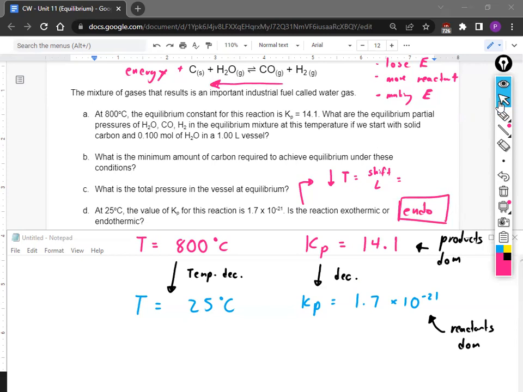Does the energy factor into how large the Kp is? The energy itself doesn't, but because it's a reactant, the energy is going to affect the concentrations. You don't want to say that energy is going to cause the Kp to change. The energy is going to cause the concentration of the reactants to change, and that will affect the Kp.